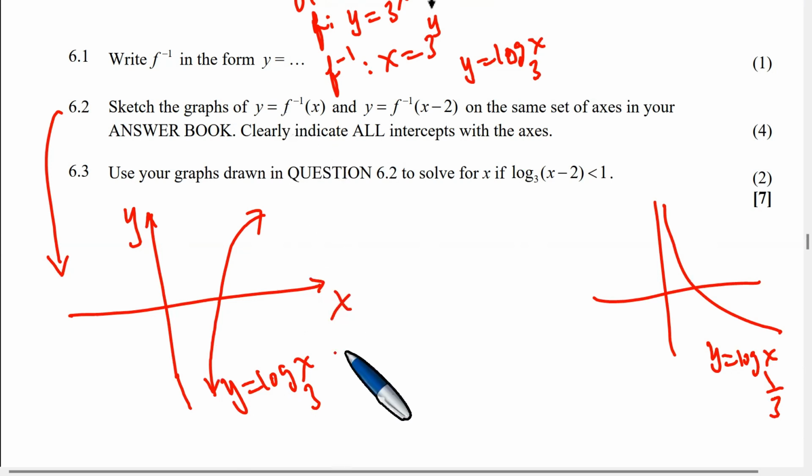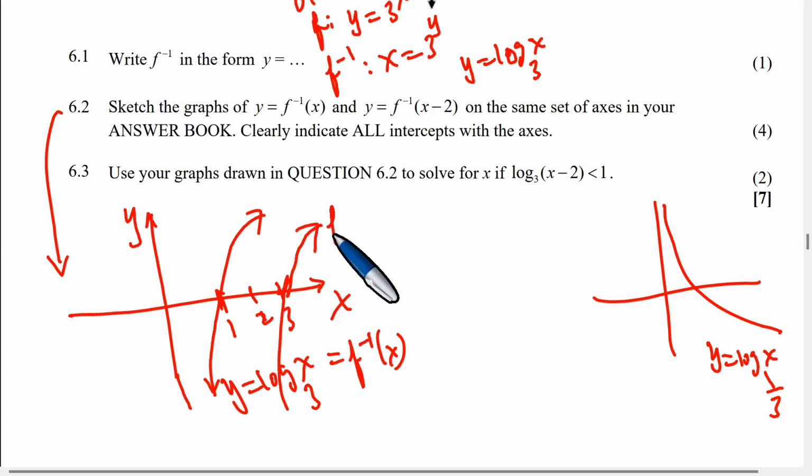The inverse, which is actually f inverse of x. Right, and then now you're going to translate it 2 units. If you subtract 2, it means that it is 2 units to the right. So always the graph cuts at 1. So if you move it 2 units to the right, you're going to have 2 here, 3. 2 units is going to be 1 unit, 2 units. So it's going to be there. So here you're going to have the graph of f inverse of x minus 2.